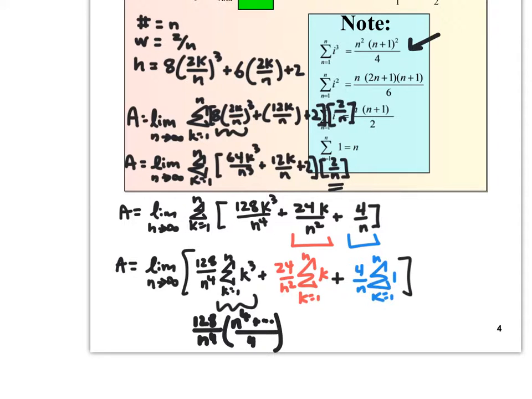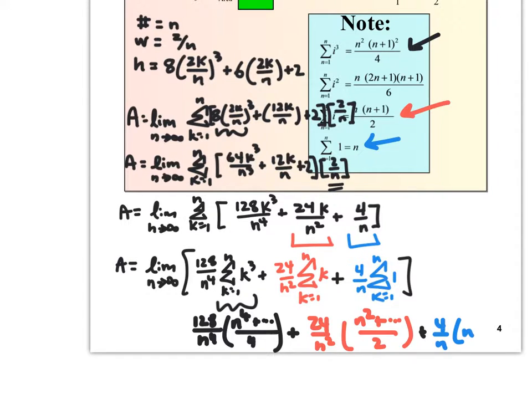Alright, in the second term I'll have 24 over n squared times the quantity, of course this is k, so that would be n squared plus some other stuff, which in that case would actually be pretty simple, but I'm not going to work that out, just to keep it simple. And then if I have a constant, I just get n. So this would be 4 over n times n.